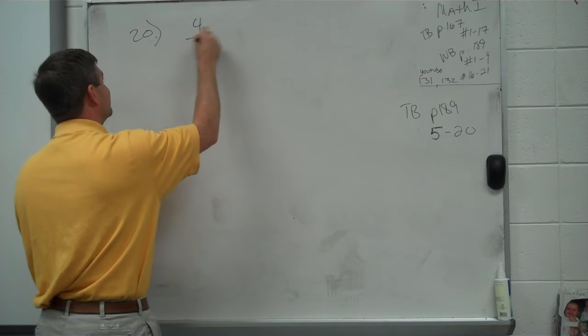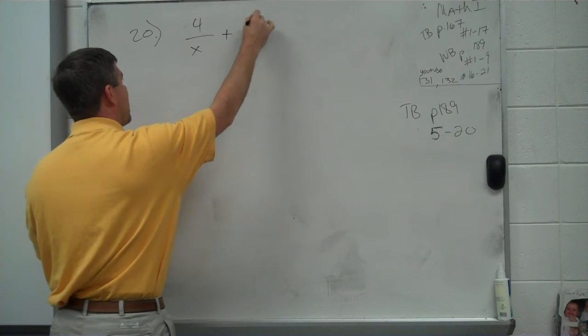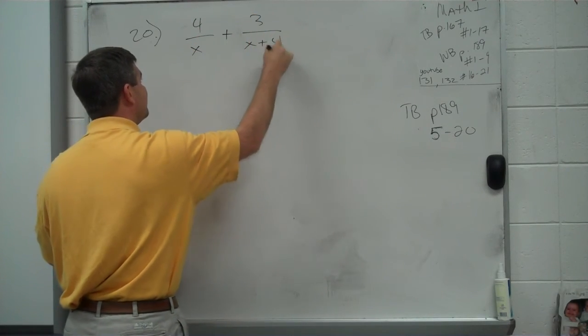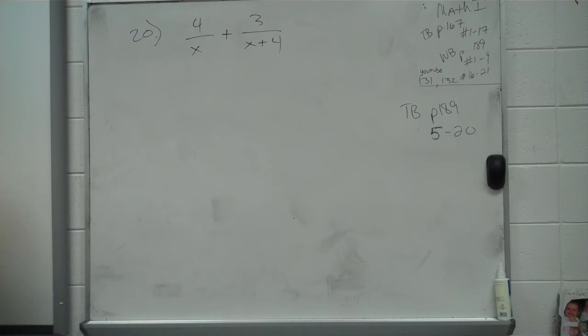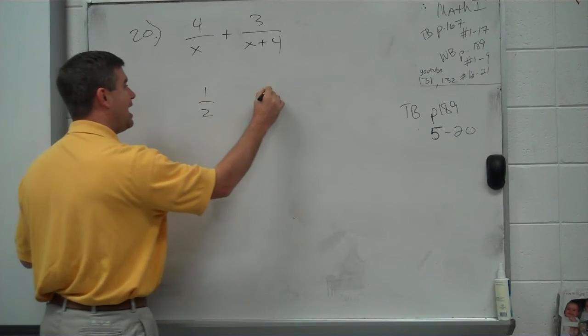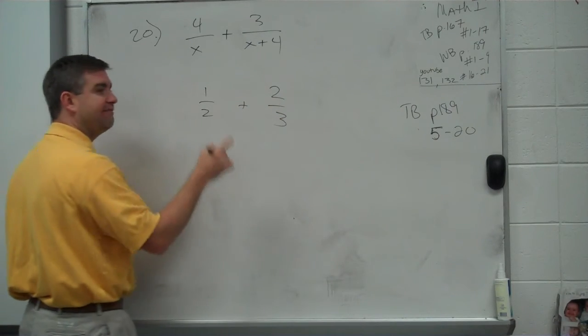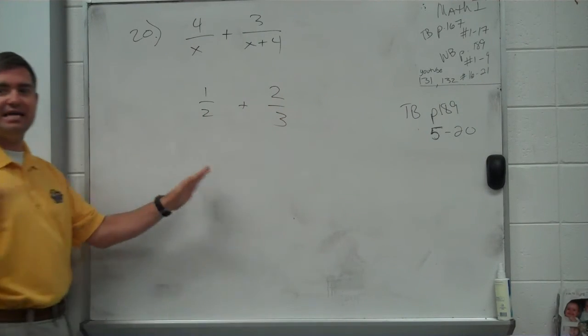4 over x, plus 3 over x plus 4. Here's where people have trouble. They cannot distinguish that those two denominators have nothing in common. It's like having a 1/2 and a 2/3. If I have the 2 and a 3, they don't have anything in common.